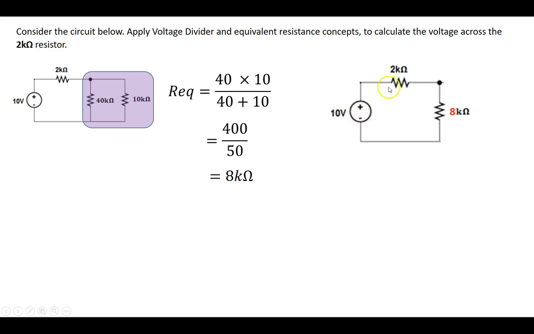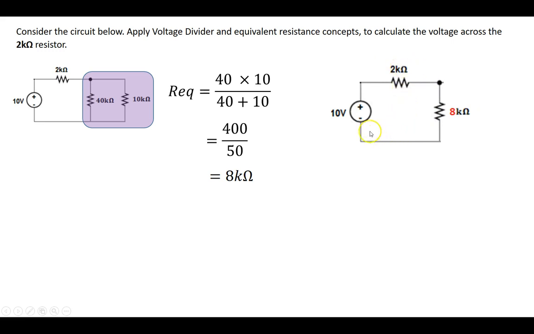If I look at this, we know that the voltage divider says that the 10 volts from the source will divide proportionally between this 2 kilo ohm and the 8 kilo ohm resistor. The majority of this voltage is going to go on the 8 kilo ohm, and the minority of that voltage is going to go on the 2 kilo ohm resistance.